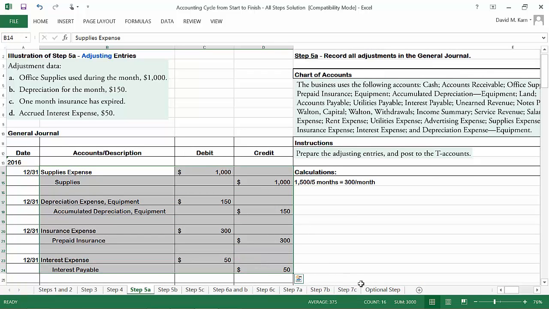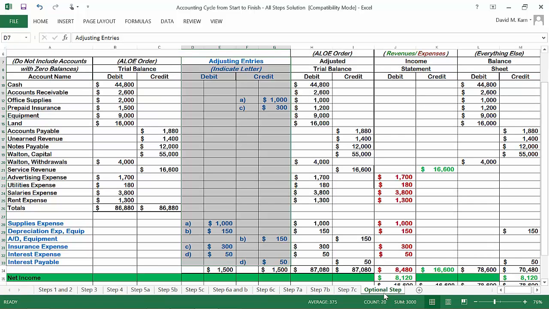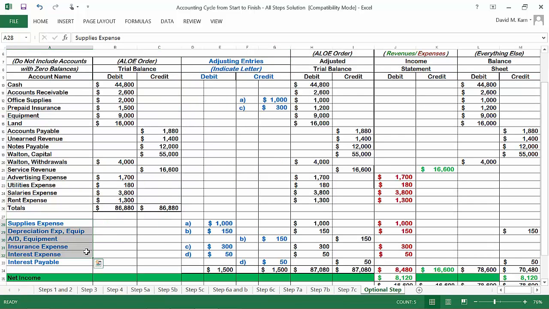Now remember that we will be using some accounts that we haven't used before, so that's why they appear down here. And I put all the adjustments in blue, just like I did back in step 5A, to keep consistent there. You can see that all of these accounts were not up here, so we had to add them in. So again, we just directly copied them. It totaled out to be $1,500 on both sides.